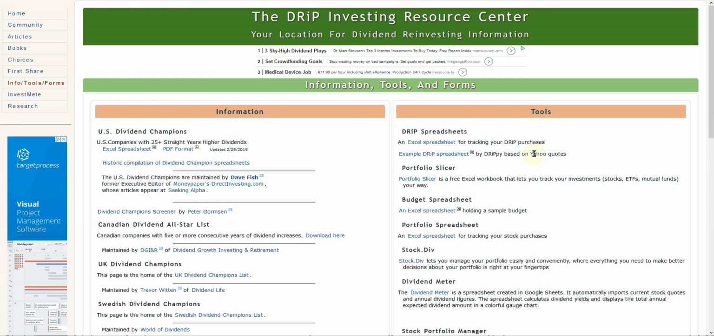It's a great website. There's lots of great tools here. There's spreadsheets and calculators and books and all sorts. So I recommend that you take a look at it and study it a bit. But what I'm going to focus on is this US Dividend Champion spreadsheet. So I'll just go ahead and open that up.